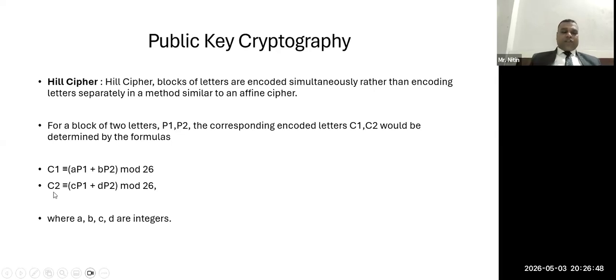Likewise, C2 we are going to encode in the Hill cipher. So C2 is congruent to C times P1 plus D times P2 mod 26. And these A, B, C, D are nothing but the integers which we use to encode the block of letters.